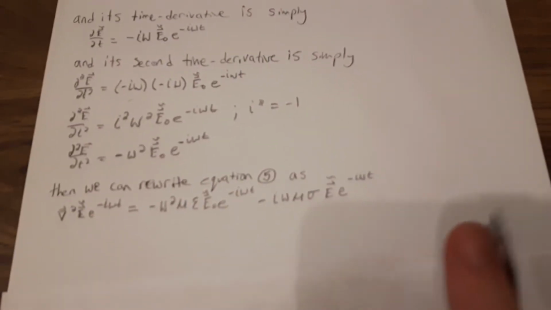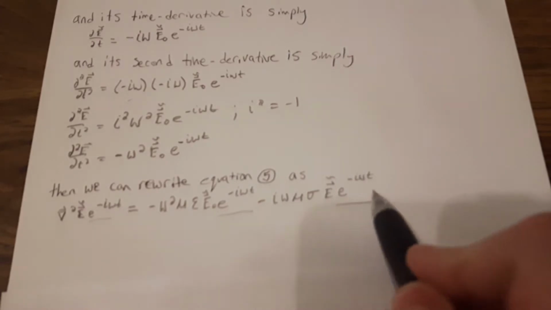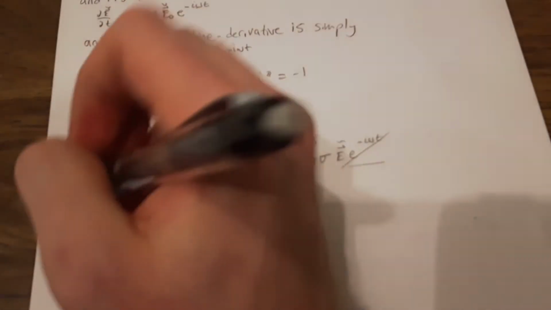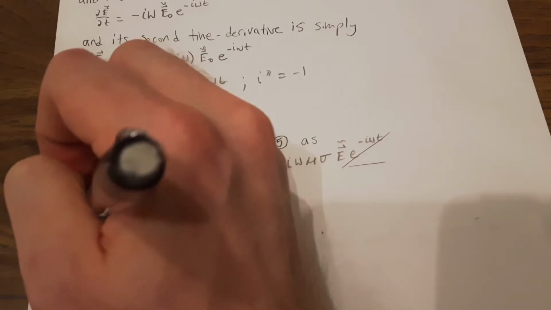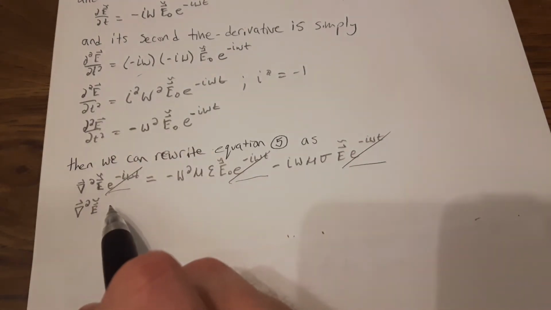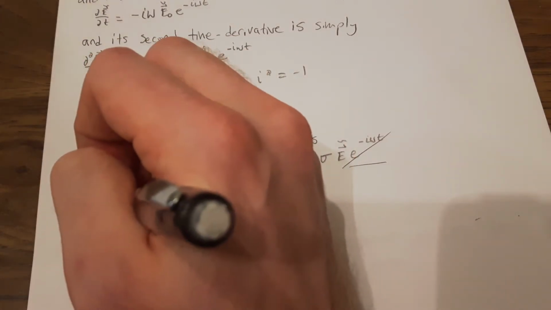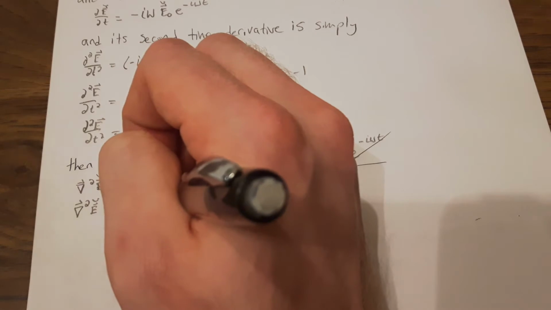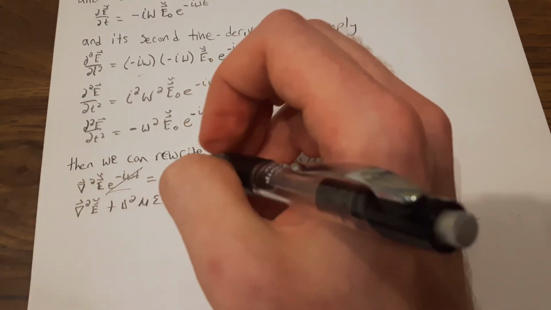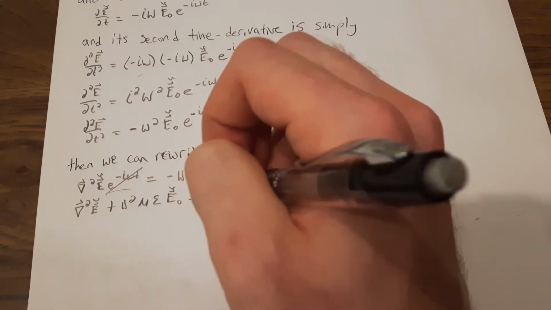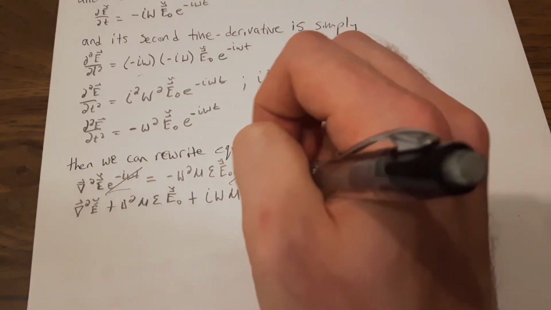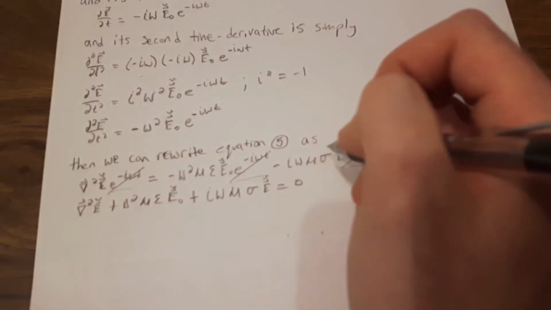Now, noting that this exponential exists in all terms, we can get rid of it, and our expression becomes the Laplacian of E. We're also going to bring both of these terms onto the left-hand side of the equation, so it'll be plus omega squared mu epsilon times the complex amplitude of the electric field plus i omega mu sigma times the complex amplitude of the electric field is equal to 0.